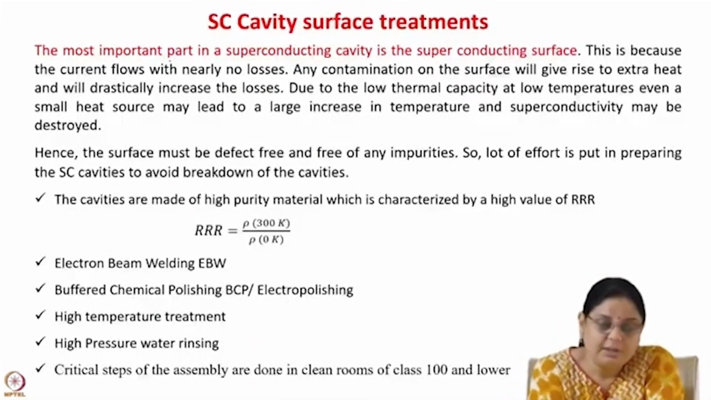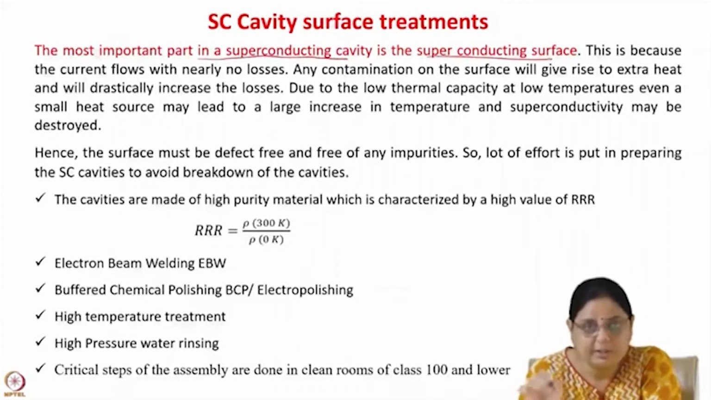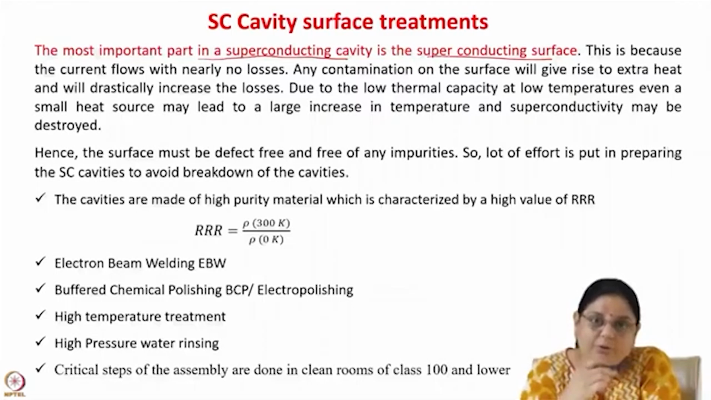Now we have seen that the most important part in the superconducting cavity is the superconducting surface. We saw that the RF residual resistance has two components. One is R_BCS, one is R residual. R residual depends upon the cavity surface. It depends upon the impurities in the material. So we have to give great importance to the surface.